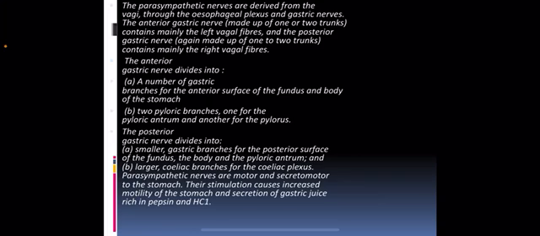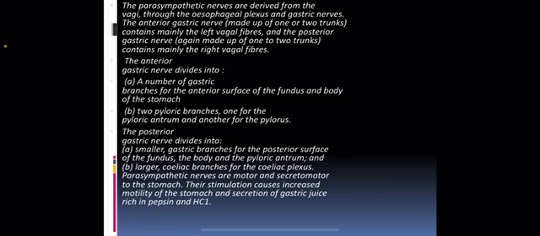The parasympathetic nerves are derived from the vagi through the esophageal plexus and gastric nerves. The anterior gastric nerve, made up of one or two trunks, contains mainly left vagal fibers. The anterior gastric nerve divides into a number of gastric branches for the anterior surface of the fundus and body of the stomach, and two pyloric branches, one for the pyloric antrum and another for the pylorus.